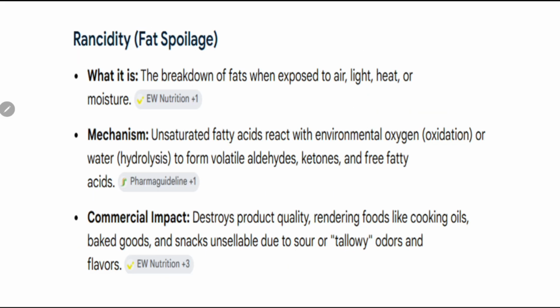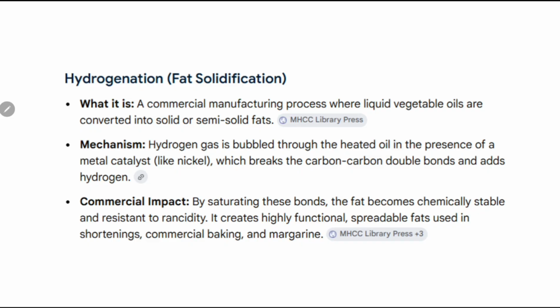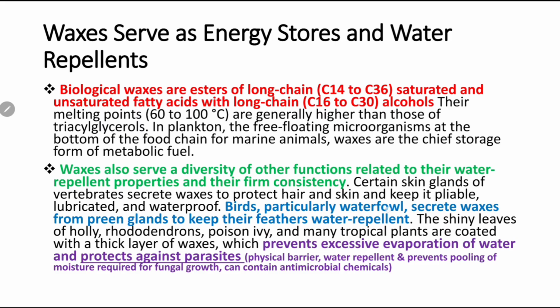This you can read as well. Coming to the last part, waxes. Waxes are esters of long chain fatty acids, long to very long chain fatty acids, right? And saturated or unsaturated, whatever, with long chain alcohol. So an ester of a long chain saturated or unsaturated fatty acid with a long chain alcohol is a wax, and they have a melting point of about 60 to 100 degrees Celsius, right?